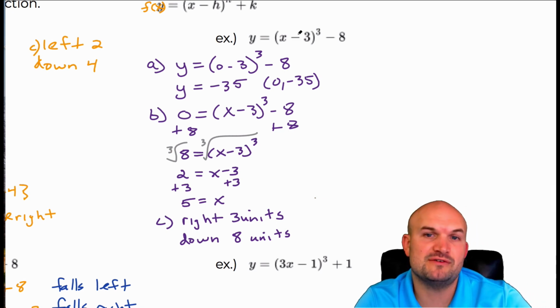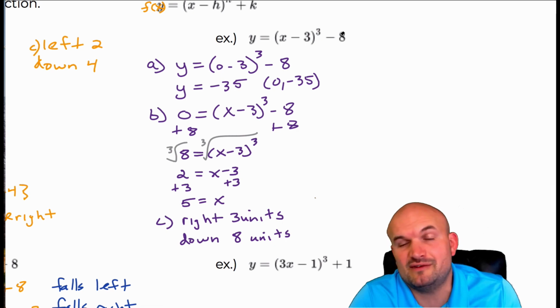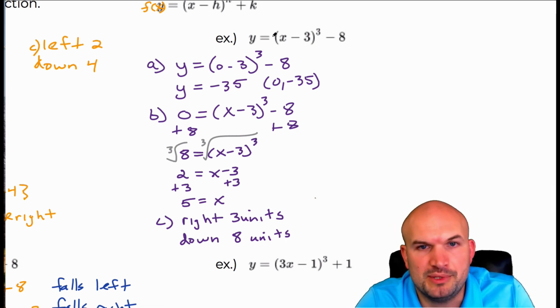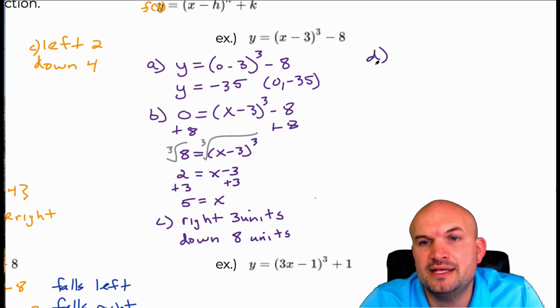All right, back over here, let's identify the end behavior just to keep in sync with everything. You can see that if I was to expand this, my highest degree would be 3. This negative 8 is not going to affect the degree of the polynomial, and my leading coefficient will always be positive. So therefore, it is going to fall left and rise right.